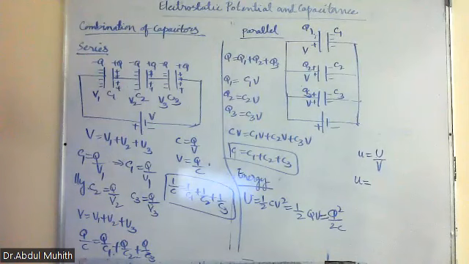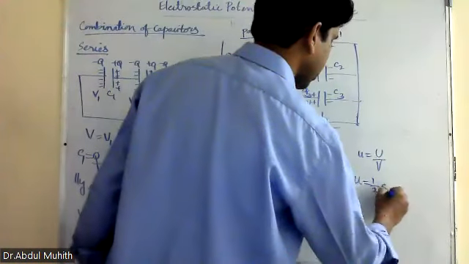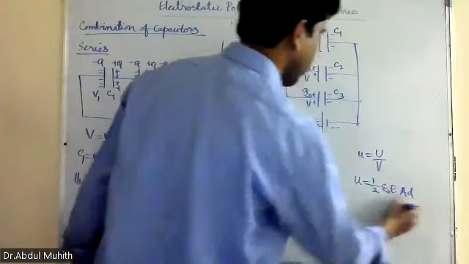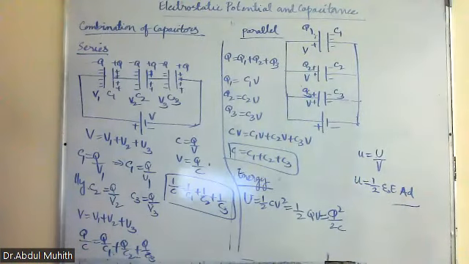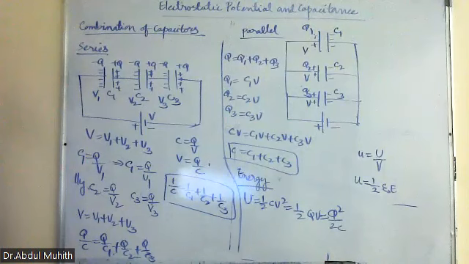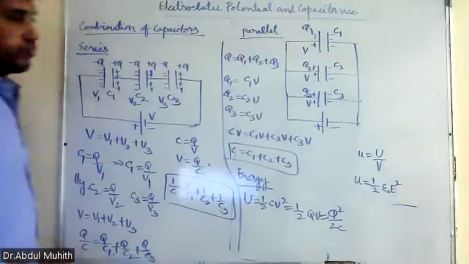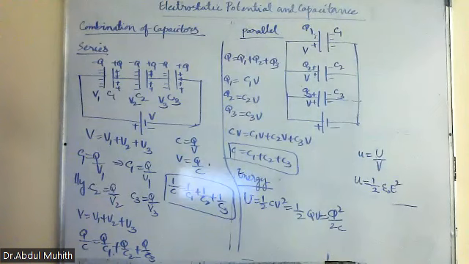The formula is half epsilon 0 E square. This is the formula for energy density. Volume will go away, so E square, right? Yeah, E square. Energy density is energy per unit volume.